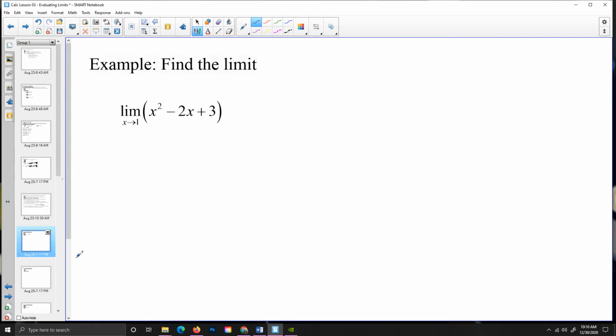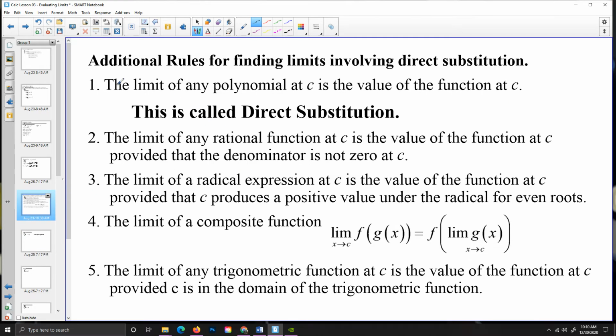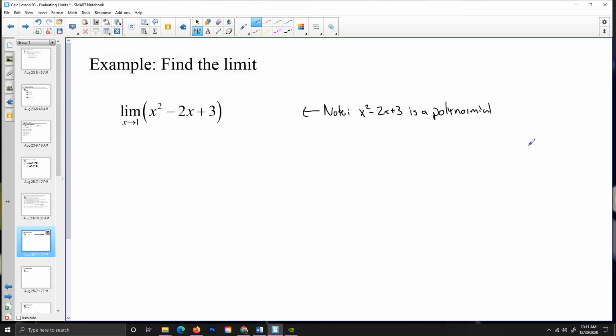So let's do an example. Find the limit as x goes to 1 of this function here. First, I should note that x squared minus 2x plus 3 is a polynomial. And since it's a polynomial, this first rule says the limit of any polynomial at c is the value of the function at c, called direct substitution. Thus, we can evaluate the limit through direct substitution.